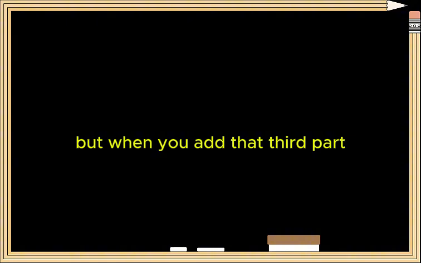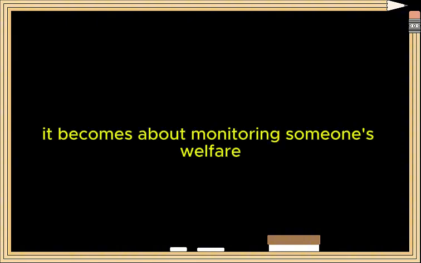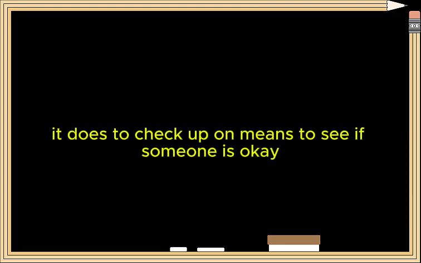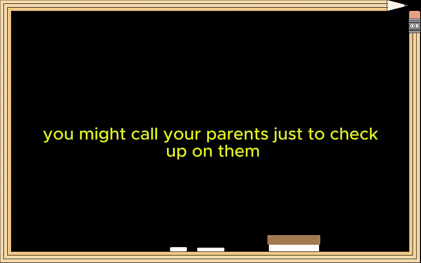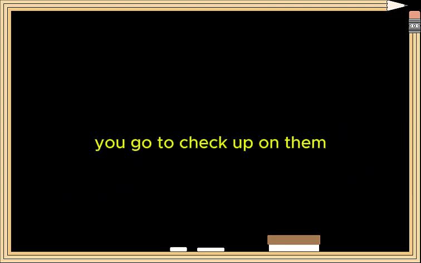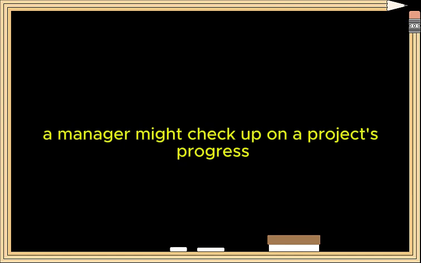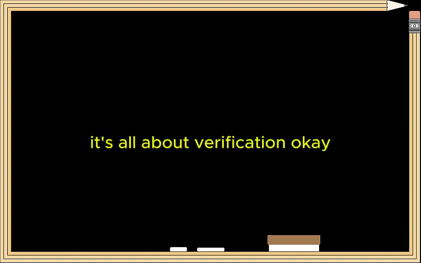But when you add that third part and you get to check up on, the tone changes. It becomes about monitoring someone's welfare. It does. To check up on means to see if someone is okay or something is working correctly. You might call your parents just to check up on them. Or if your kids are playing in the other room and it gets suddenly quiet, you go to check up on them, absolutely. But it's also used in a business context for monitoring performance. A manager might check up on a project's progress. It's all about verification.